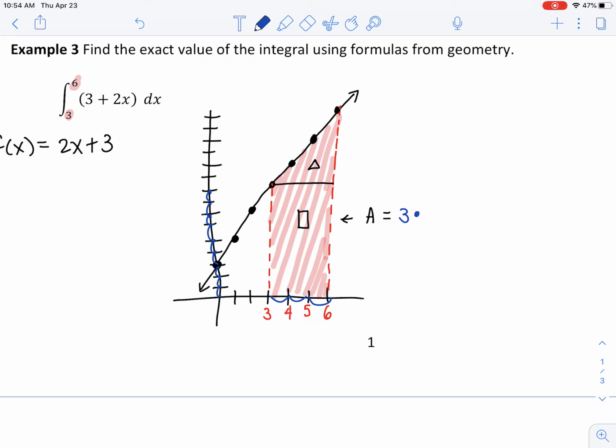I'm going 1, 2, 3 for the length or width, and then the other way around: 1, 2, 3, 4, 5, 6, 7, 8, 9. So the area of this rectangle is 27. I just did it by counting on my perfectly scaled picture.